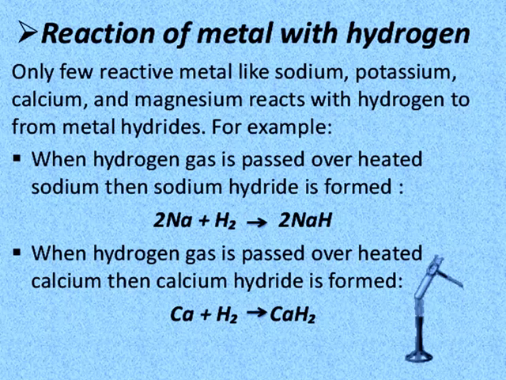Similarly, when hydrogen gas is passed over heated magnesium, then magnesium hydride is formed. And when hydrogen gas is passed over heated potassium, then potassium hydride is formed. This way, we have completed the chemical properties of metals. In our next class, we will start with chemical properties of nonmetals and formation of the compounds.